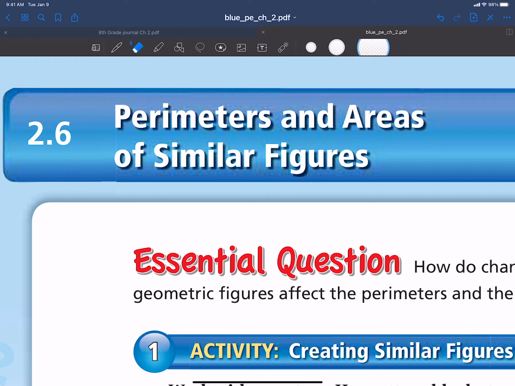We are on chapter 2.6. We are doing perimeters and areas of similar figures. Now, before we begin, what is perimeter? The distance around a shape, right? Okay, what is area? The area inside. Yeah, like how much surface there would be inside that shape, right?